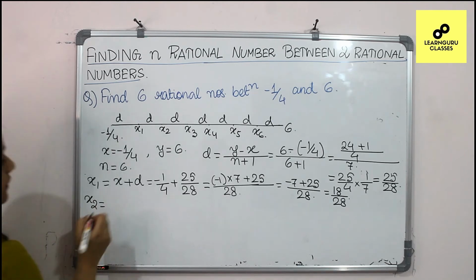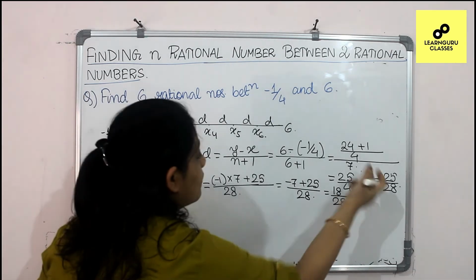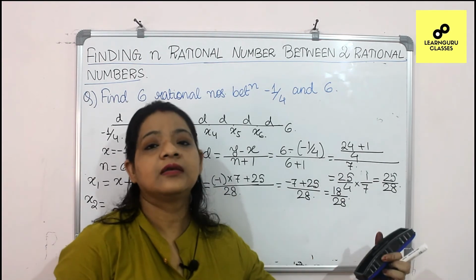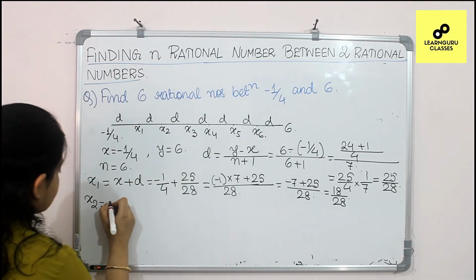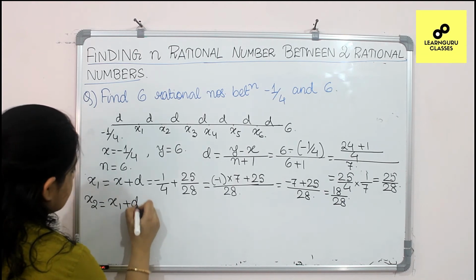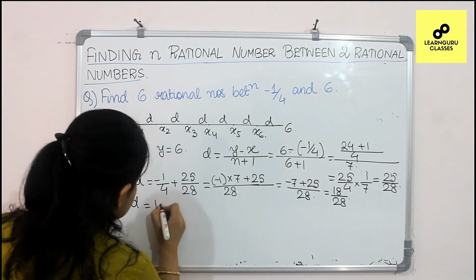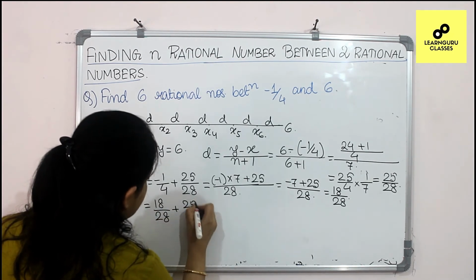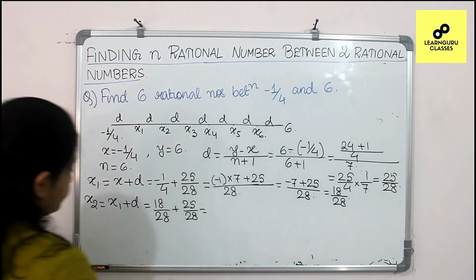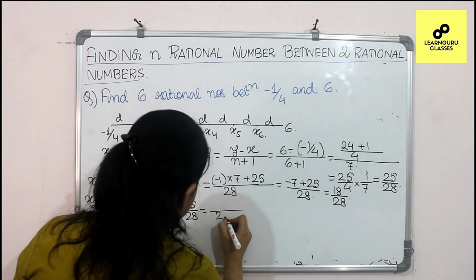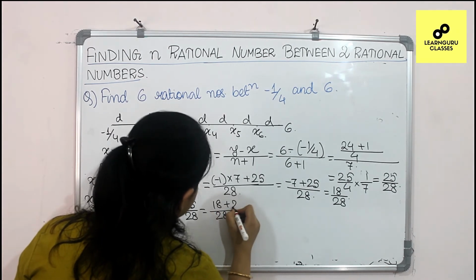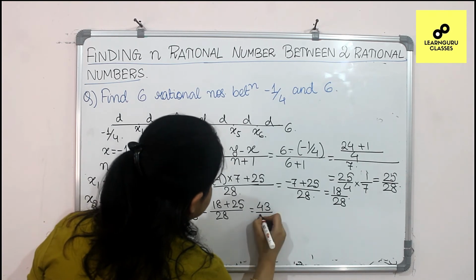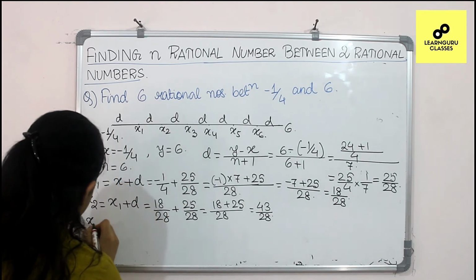So x2 is what? Once you are getting the denominator same as the common difference, after that you will just add 25 with this. I will show you. x2 is x1 plus d. So x1 is how much? 18 by 28, and this one is plus 25 by 28. So 18 plus 25, how much are you getting? 43 by 28. Next is x3.